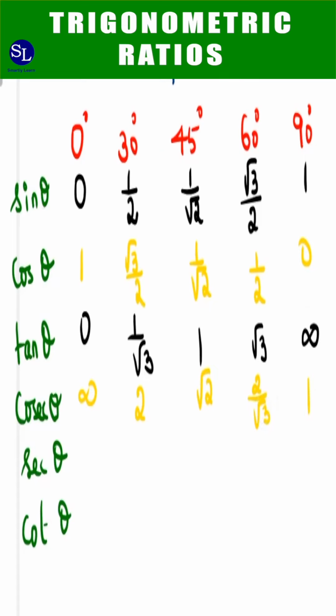Now for secant theta, I'm going to flip the cos theta. 1 by 1 is 1. Now I'm going to flip this. So this is 2 by root 3. This flipping is root 2. This flipping is just 2. And 1 by 0 is infinity.